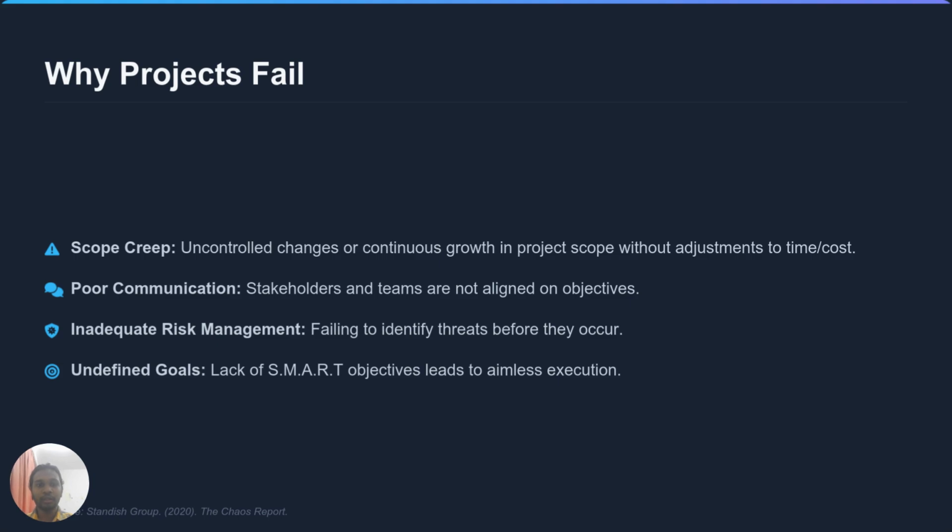Before we move on, it's worth noting why projects fail. According to the Standish Group's Chaos Report, the most common culprits include scope creep, where requirements grow uncontrolled, poor communication, and undefined goals.